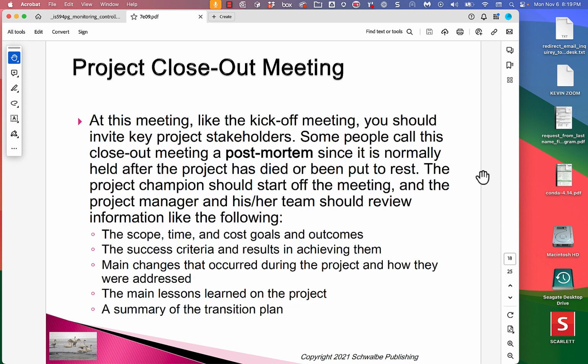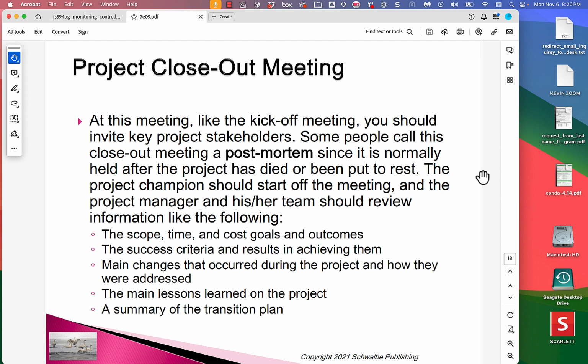A good idea is to have a project closeout meeting. At this meeting, like the kickoff, you should invite key project stakeholders. Some people call this a closeout meeting or a post-mortem, since it's normally held after the project has died and been put to rest. The project champion should start off the meeting, and the project manager and her team should review information like the scope, time, and cost, goals and outcome, the success criteria and results in achieving them. Pretty much the same stuff that we said should go in a report.